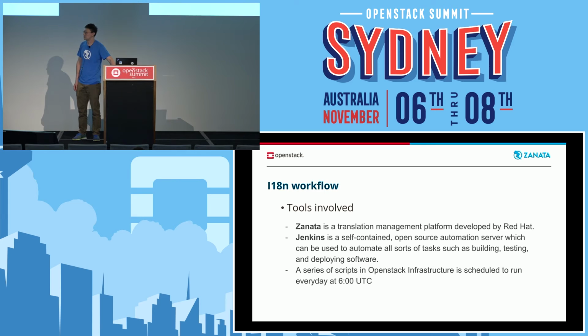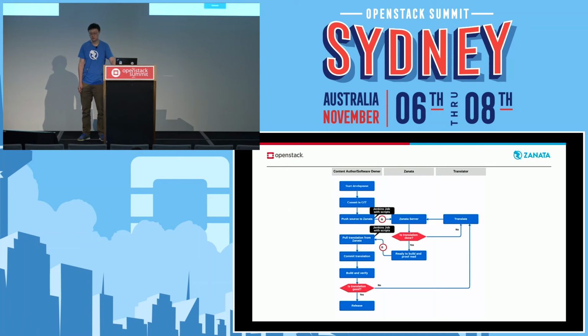Here we just briefly go through some internationalization, or I18n, workflows. There are some tools involved. Zanata is one of them. It's the translation management platform. And also Jenkins is used to automate some of the processes. I will later demonstrate how it helps to make it streamlined. Besides that, there are a series of scripts developed by the OpenStack Infra team to make it easier. It is scheduled to run daily to synchronize between the Zanata server and your project, if your project is hosted by OpenStack Infra.